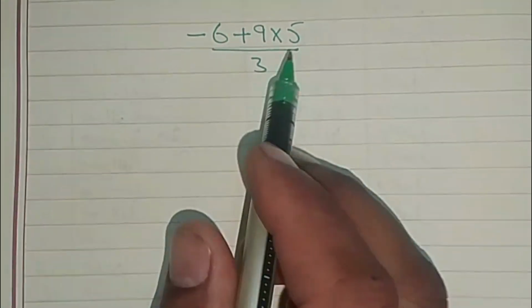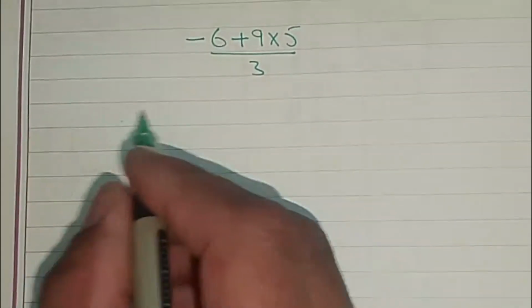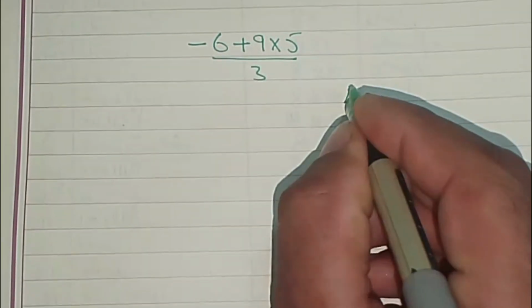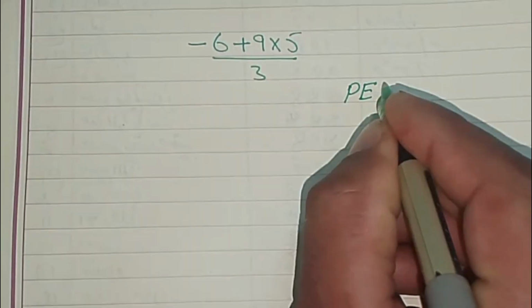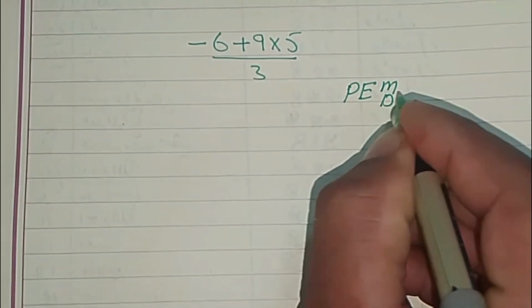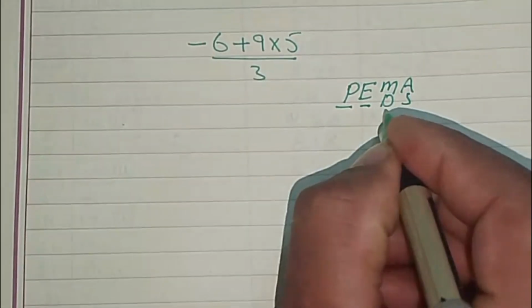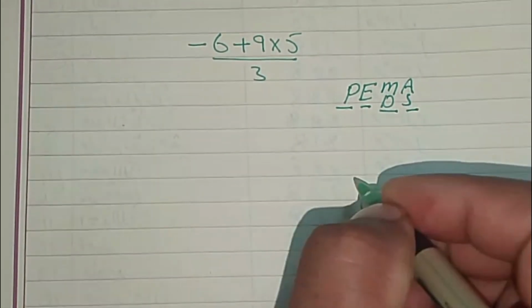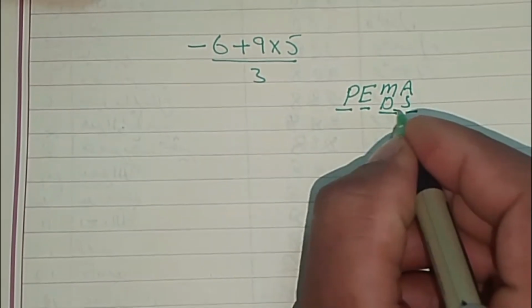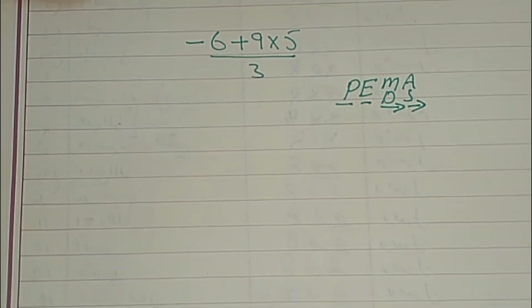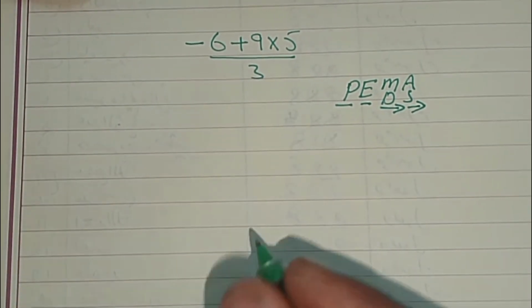Today we find the value of this equation. So we solve it by the rules of mathematics, PEMDAS. According to the PEMDAS rule, first we solve parentheses, then exponent, then multiplication or division, and then addition or subtraction. Multiplication or division we solve from left to right, and addition or subtraction we solve from left to right.